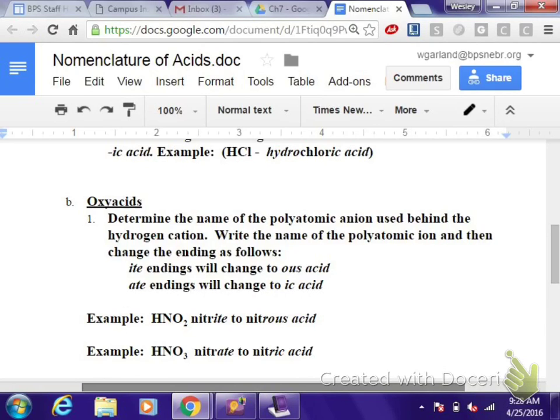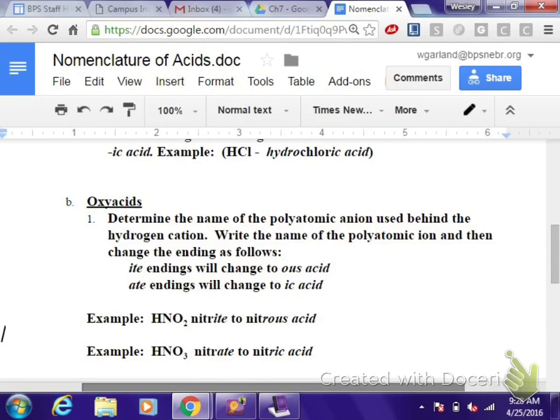becomes ic. And so when you look these up, there's no hydro in front of these. Most students will put hydro in front of everything when they do acids. There are very few acids that have hydro in front of them. There are not very many binary acids. Most of them are oxy acids, with oxygen at the end. So if we look at HNO2, we look the NO2 up and it's nitrite.